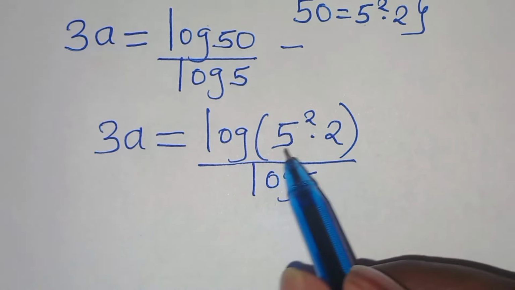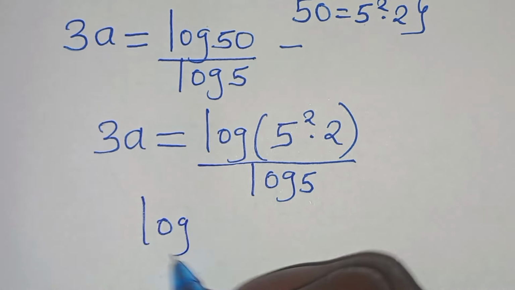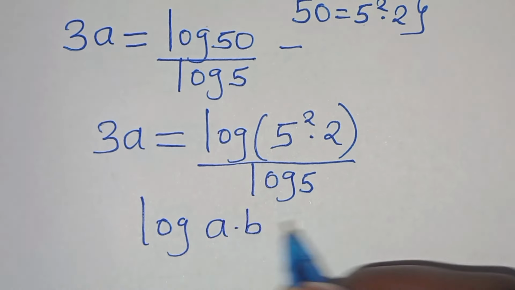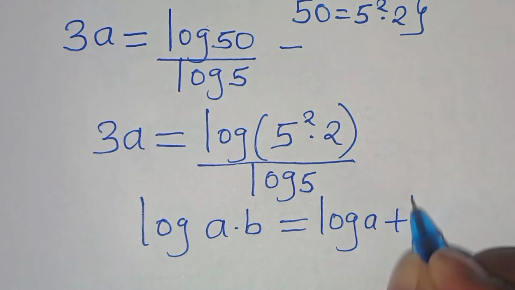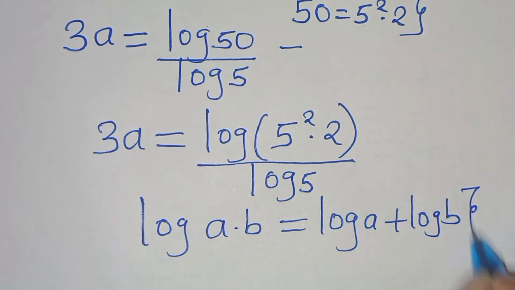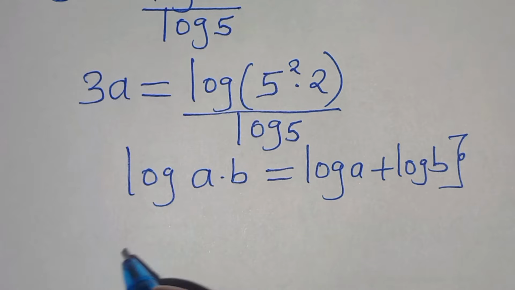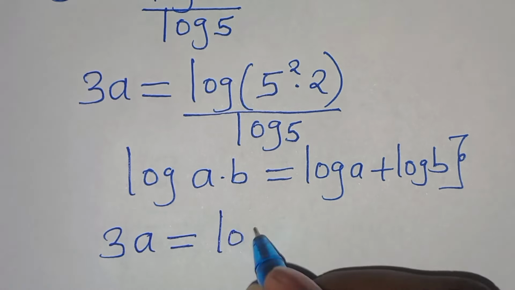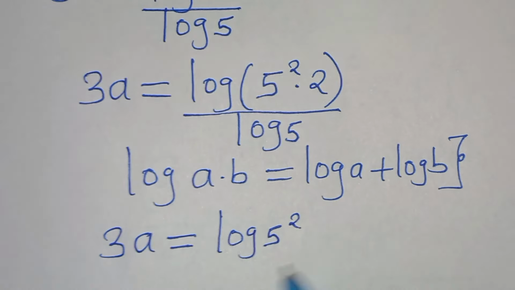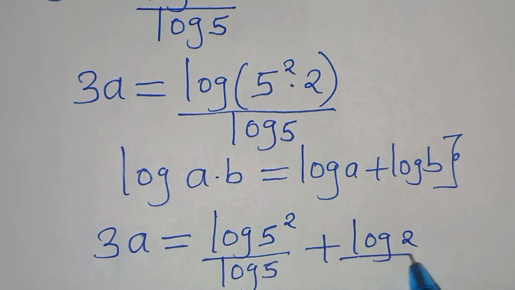So we have that log 5 to the power of 2 times 2 is in the form of log a times b, which we can express as log a plus log b. Applying this logarithm property, this means we have 3a equal to log 5 to the power of 2 divided by log 5, then plus log 2 divided by log 5.